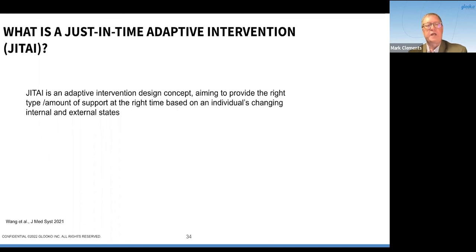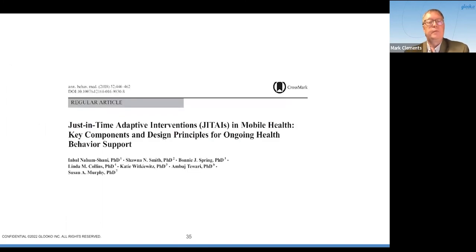So first, I'd like to define what a just-in-time adaptive intervention is, or a JITAI. A JITAI is an adaptive intervention design concept aiming to provide just the right amount of support at just the right time to the right individual based on an individual's changing internal and external states. And you can see the reference from which I draw this down below.